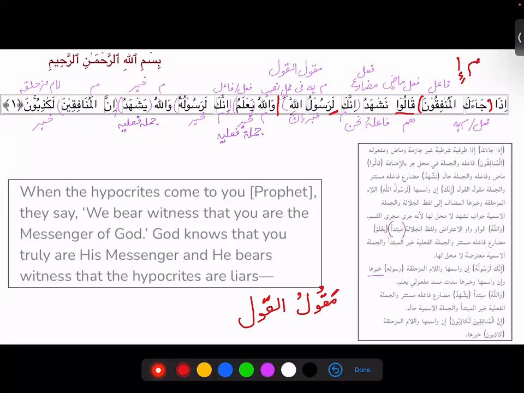What status should maqulul qawl have? Because when I say "he said," what? It should be nasab, maf'ulun bihi, because it is giving us the answer of what did he say. So maf'ulun bihi, and since it is going to be a statement, not one word, what term are we going to use? We're going to say fi mahalli nasab.